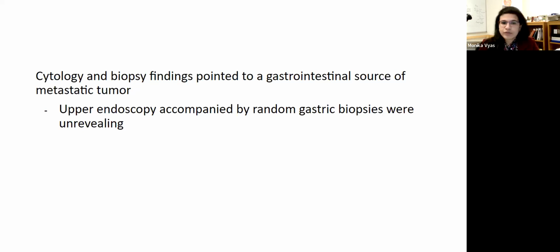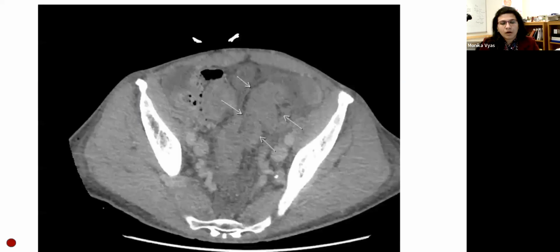The first thing that was done in this case was upper endoscopy to rule out a gastric cancer, and random biopsies from the stomach did not show any cancer. So they proceeded to do further imaging workup of the abdomen. And lo and behold, they did find some thickening in the sigmoid colon here. You can see the arrows pointing to the sigmoid colon, and radiologists pointed out that the wall of the colon was thickened.